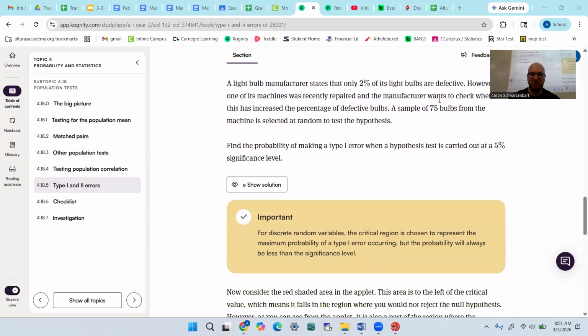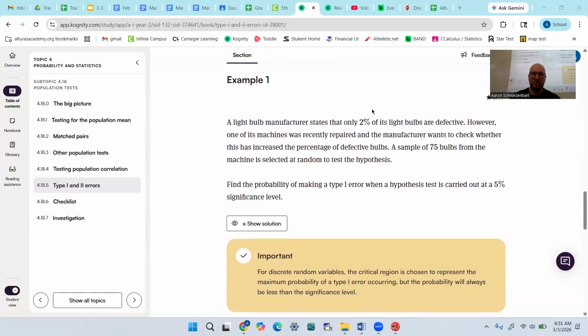So, a light bulb manufacturer states that 2% of its light bulbs are defective. However, its machine was recently repaired, and the manufacturer wants to check whether it has increased the percentage. We talked about this one yesterday, right? This was, I believe, a binomial. A sample of 75 bulbs from the machine is selected at random to test the hypothesis. Find the probability of making a type 1 error when the hypothesis test is carried out at its 5% level.